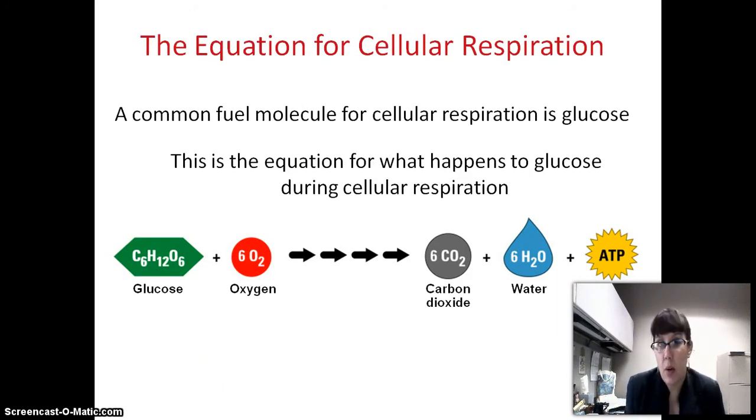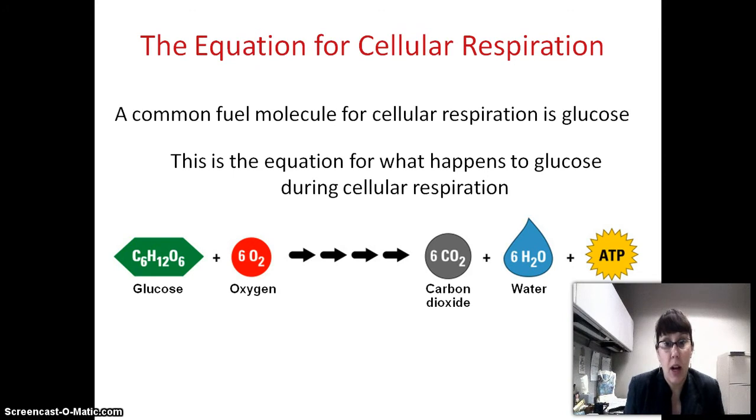So the general equation for cellular respiration is this: you take a glucose molecule and you add oxygen to it. Several different steps occur, and you form carbon dioxide as a waste product, water as a waste product, and ATP, which is your energy. Now, there are many other ways in which organisms can create ATP. This particular equation is for what we call aerobic respiration. And we call it aerobic because it involves oxygen. There are also several types of anaerobic respiration.